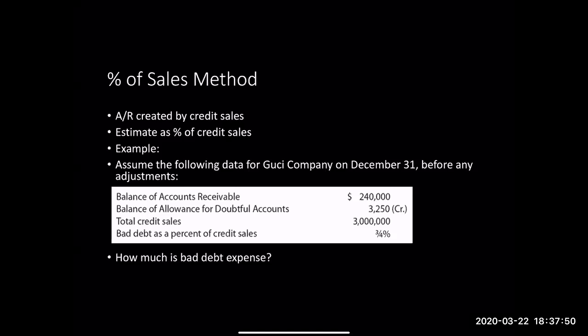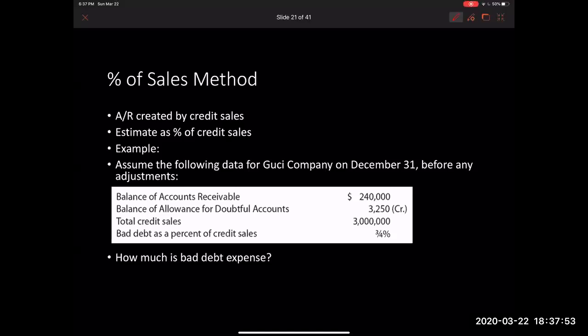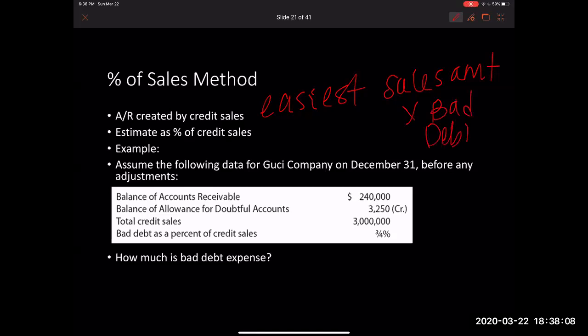I would say this is probably the easiest method to estimate. I know I'm putting that out there, but I feel that way because you're going to have your sales amount and then multiply it times the bad debt percentage. Let's look at this example. Assume the following data for Gucci Company on December 31st before any adjustments are made. You have your accounts receivable amount, your balance in allowance for doubtful account, and a total credit. They're asking, what is your bad debt as a percentage of credit sales?